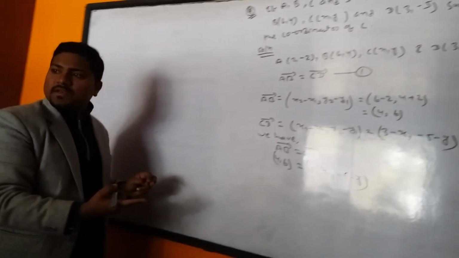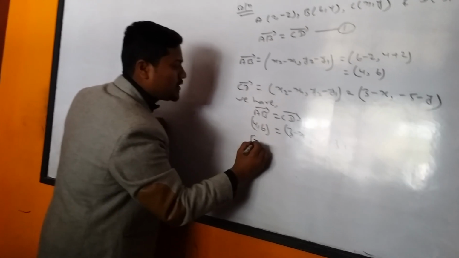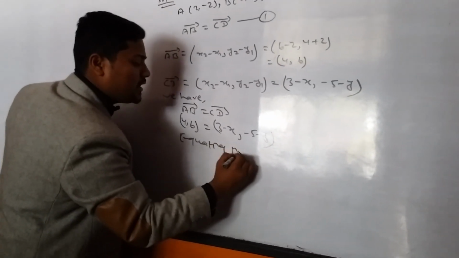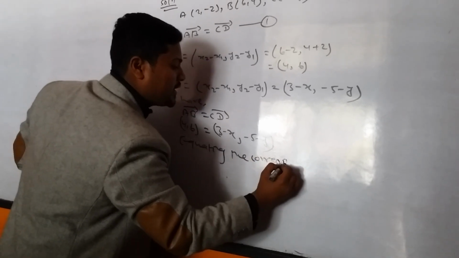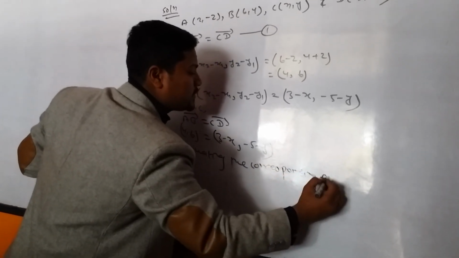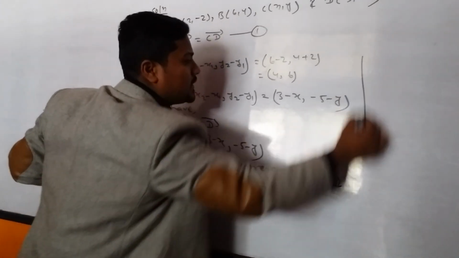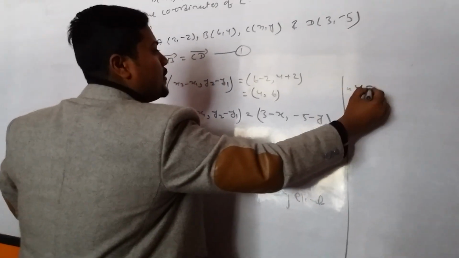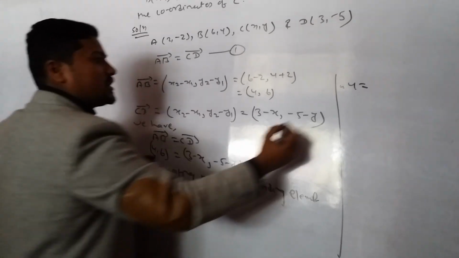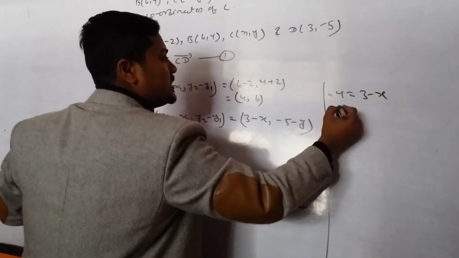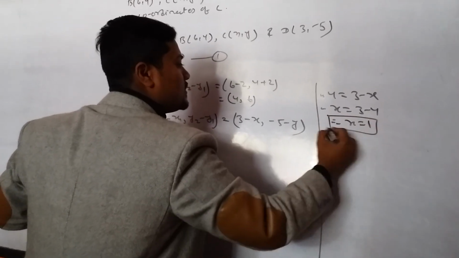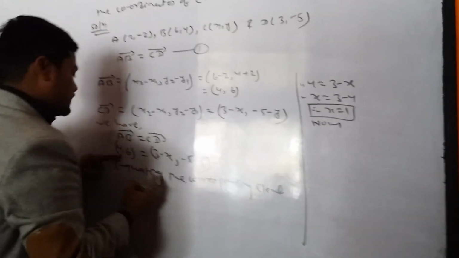We can equate the corresponding elements. Then what can we write, equating the corresponding elements? 4 is equal to 3 minus x. x is equal to 3 minus 4. Therefore, what does the x value come to? Minus 1. Now what can we do? 6 is equal to minus 5 minus y.